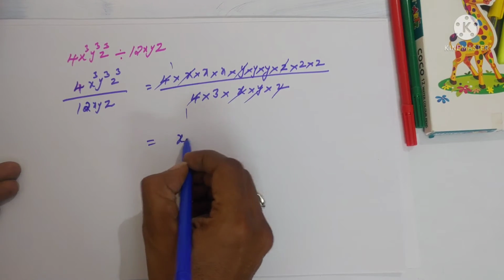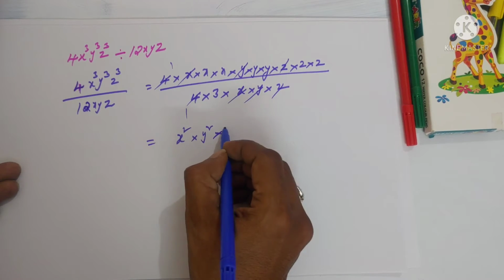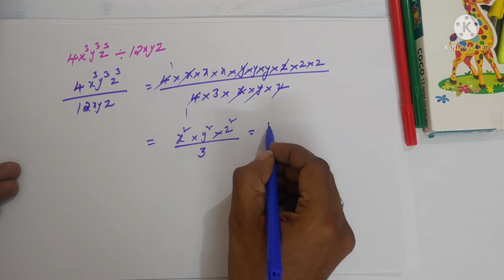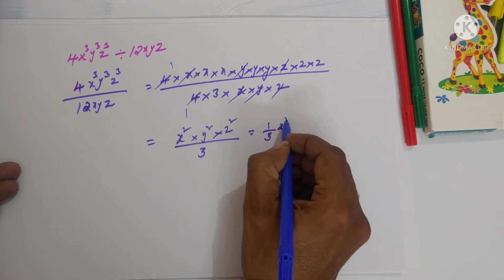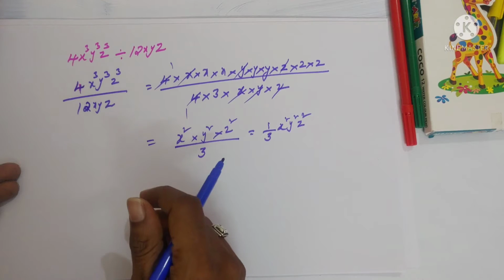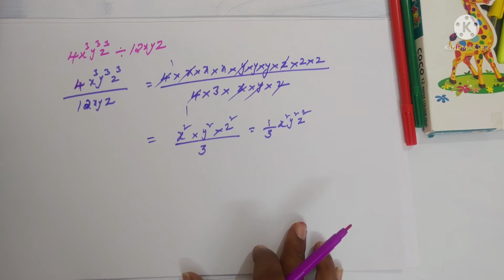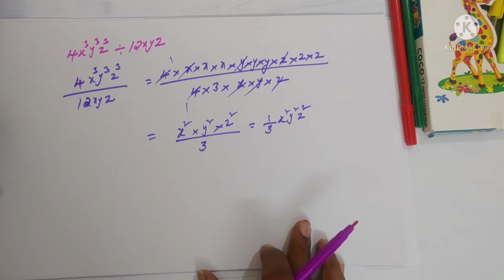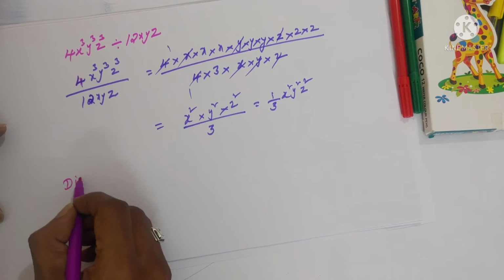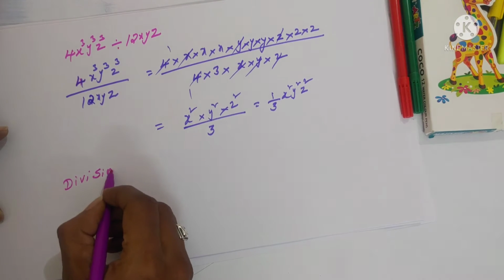So the remaining terms in the numerator are x square, y square and z square, divided by 3 in the denominator. On simplification we can write 1 by 3 times x square y square z square. So this is the method of division of one monomial by another monomial. Now the second type: division of an expression by a monomial. That means in the numerator we may have more than 2 terms, and in the denominator only 1 term.